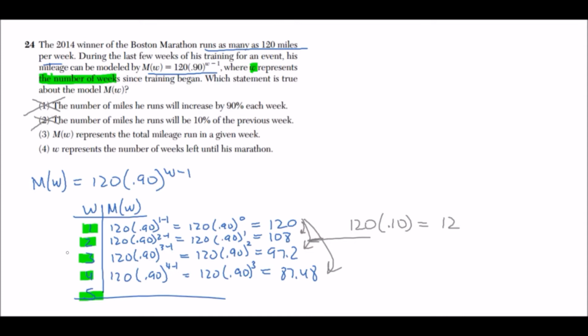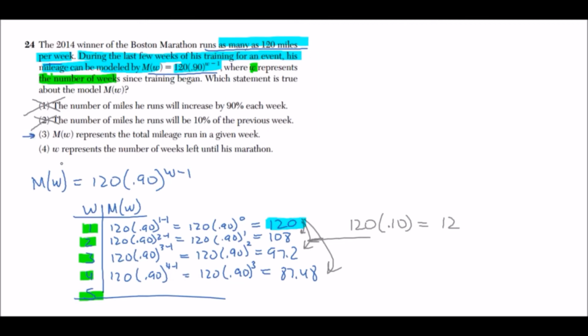3, m of w represents the total mileage run in a given week. Well, I believe that's what this question said. During the last few weeks of his training for an event, his mileage can be modeled by m of w is 120 times 0.90 to the w minus 1, and we were told at the beginning that he runs as many as 120 miles per week. Well, that would be in that first week. So this seems like a very sensible answer.